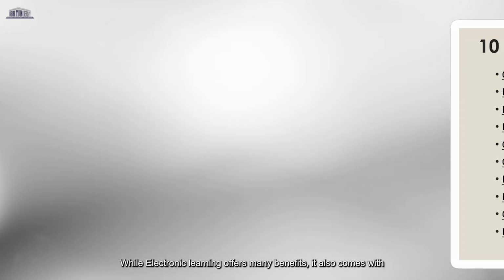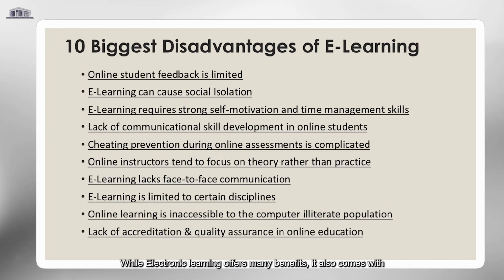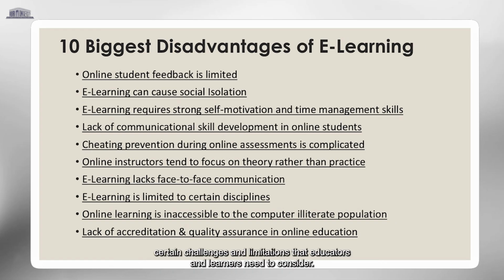While electronic learning offers many benefits, it also comes with certain challenges and limitations that educators and learners need to consider. Some key disadvantages include limited student feedback. Online interactions can reduce the immediacy and richness of feedback. Social isolation. Learners may feel disconnected from peers and instructors. Self-motivation and time management required. Online learning demands discipline and personal responsibility.